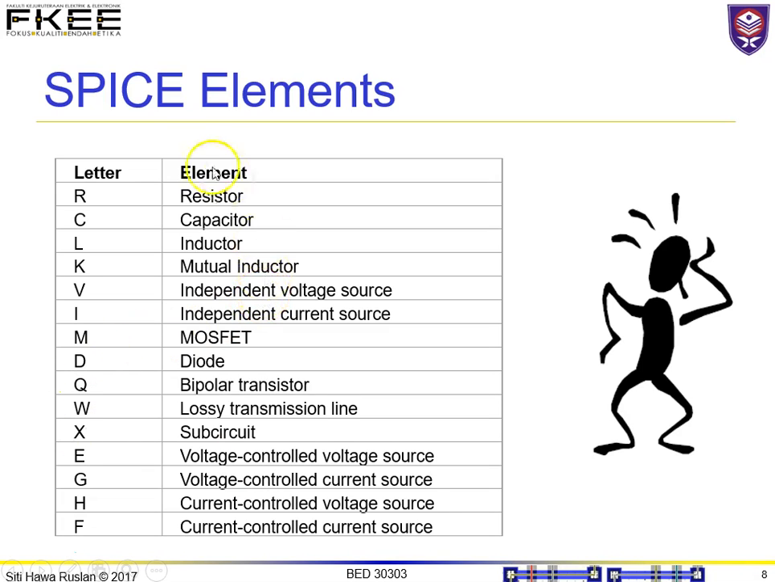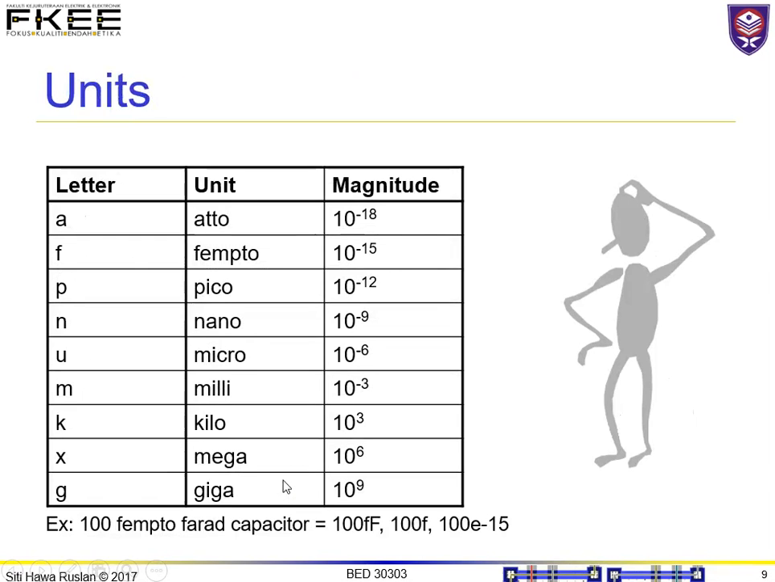In SPICE elements, when we draw our circuit, we have so many devices: resistor, capacitor, diode, and so on. Each of these elements will be indicated by the first letter. For example, for resistor the first letter will be R, inductor L, sub-circuit X, and so on. I'll show about this later.